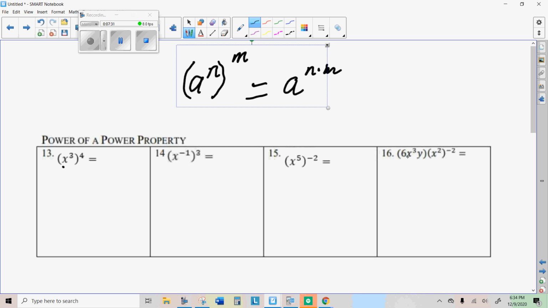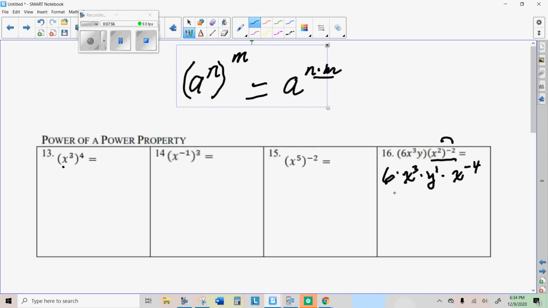Let's do this one here. So in the first part, I have 16 times x to the 3rd times y. Remember, that's y to the 1st when it's just y. The second part, I need to raise x to the 2nd to the negative 2nd power. So what I'm going to do is just multiply those like this says. So 2 times negative 2 is negative 4.